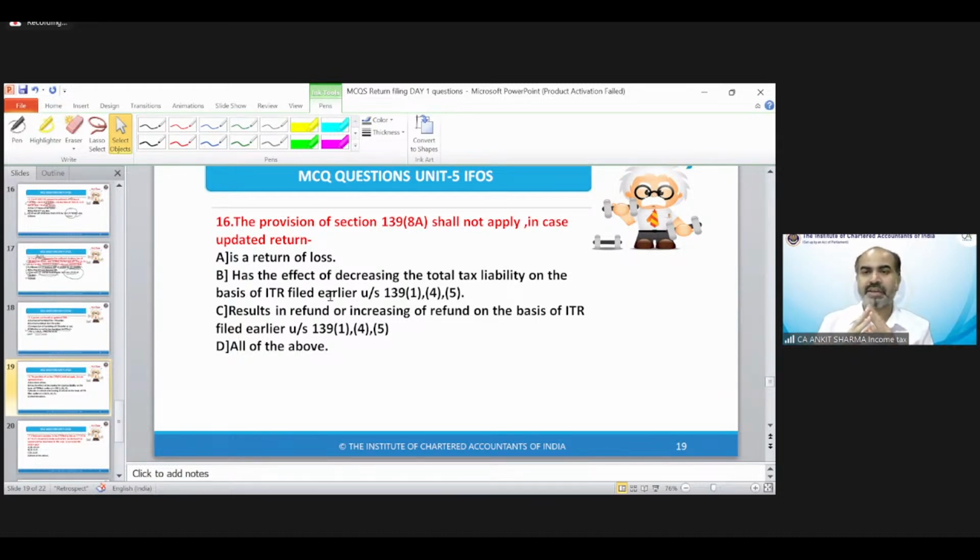Om Krishna is saying D. Komal Preet is saying D. Bhumika is saying D.